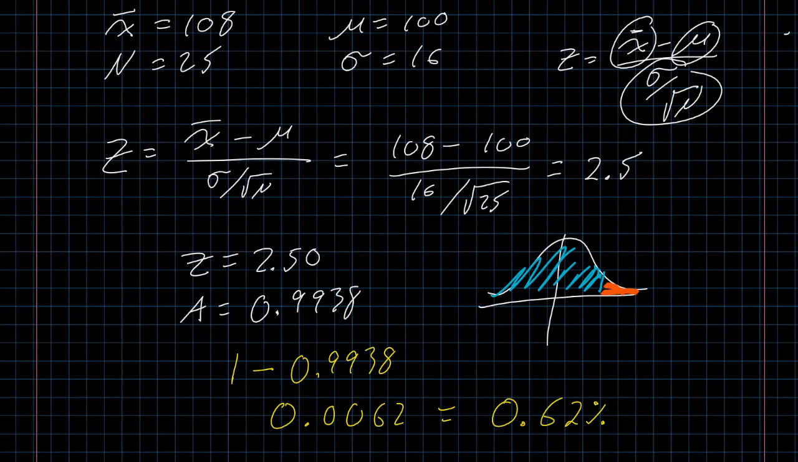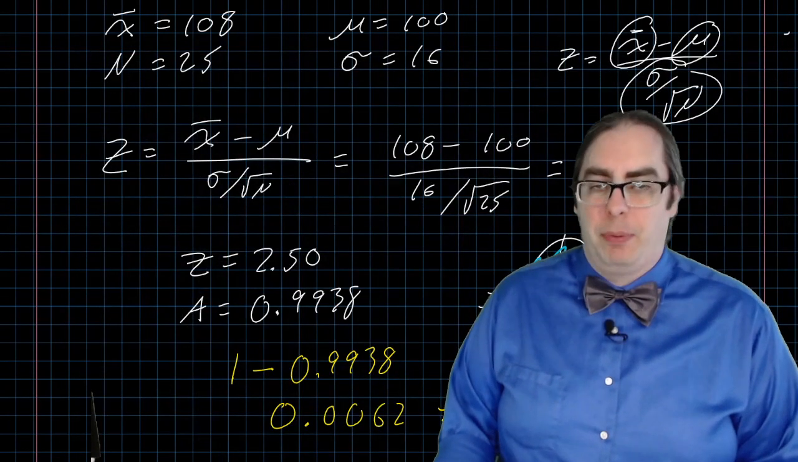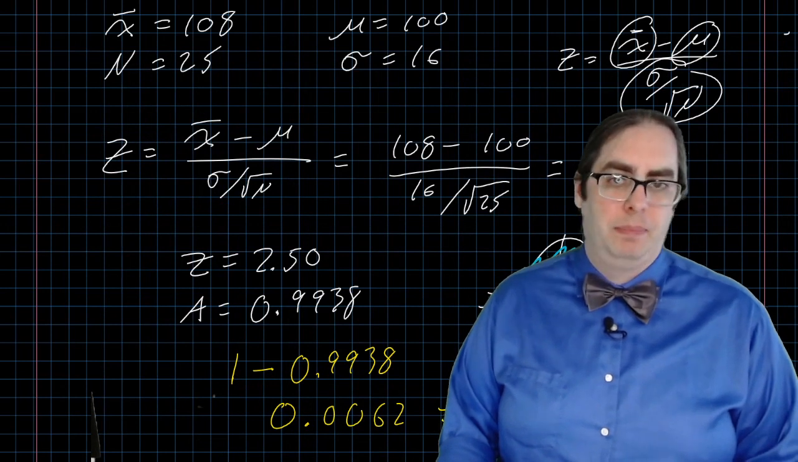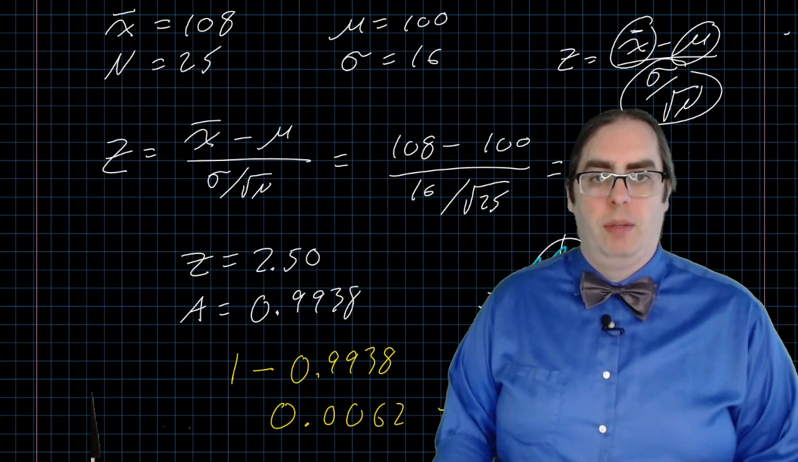Right? So finding a group of 25 people, finding the average of their IQs, and finding that that average is bigger than 108 happens 0.62% of the time, a little bit more than 0.5% of the time. That's what the central limit theorem is all about.